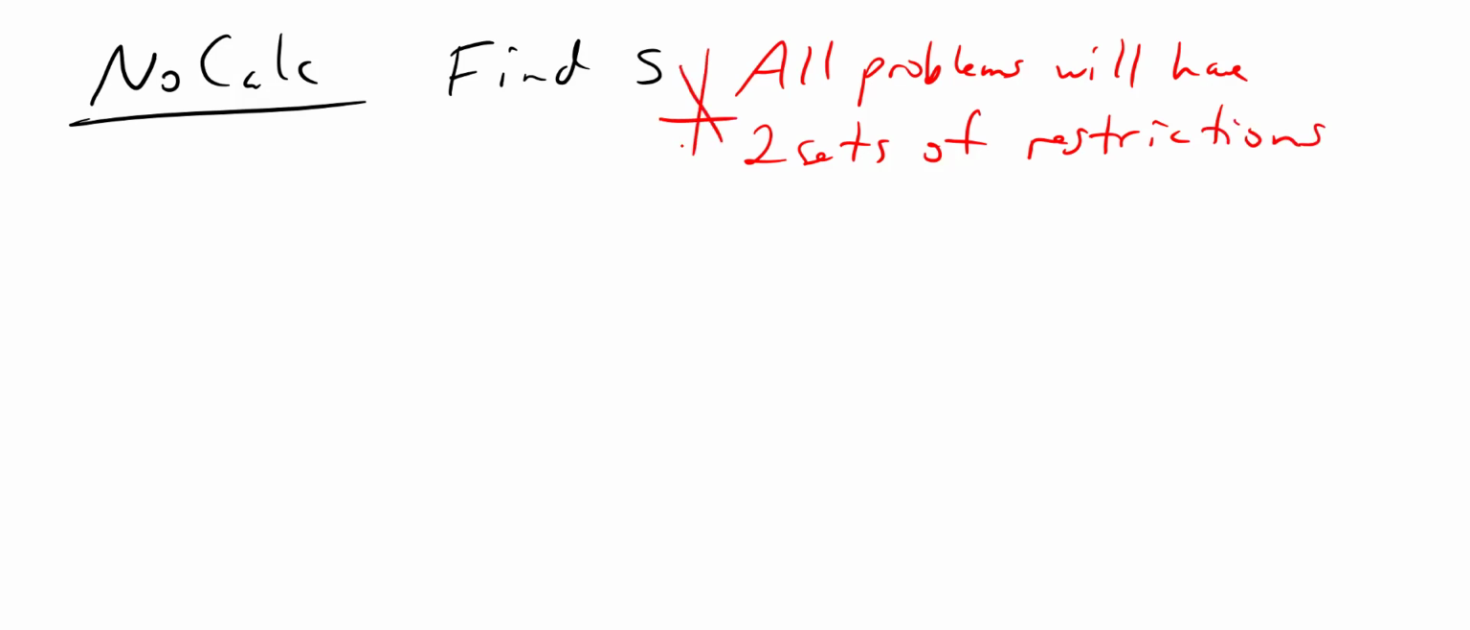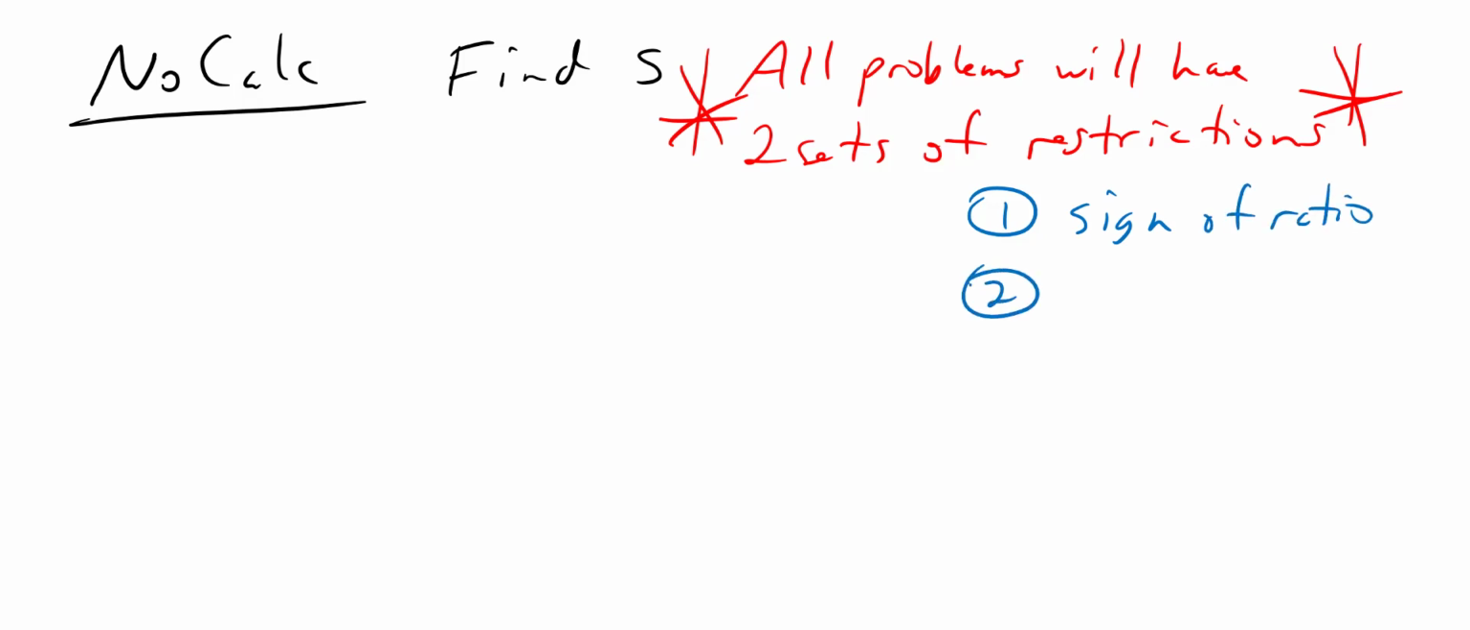Okay, just kind of saying that. That's important, so I'm going to put a couple of stars around this baby. The first set of restrictions is the sign. So you're going to look at the sign of the ratio. And the second one is I'm going to give you something where, hey, it's between two different values. So there are two restrictions that you have to look at.